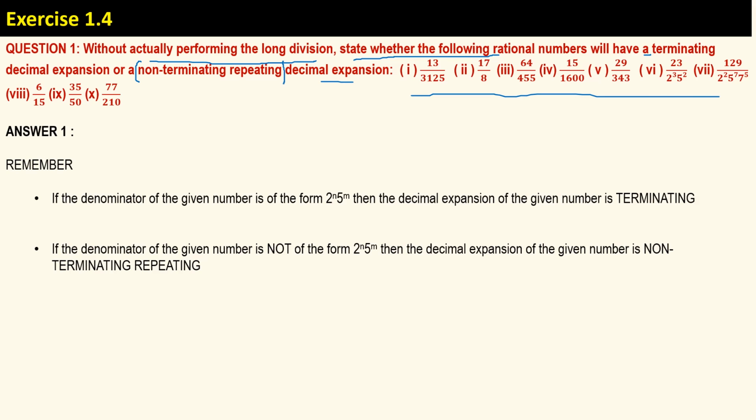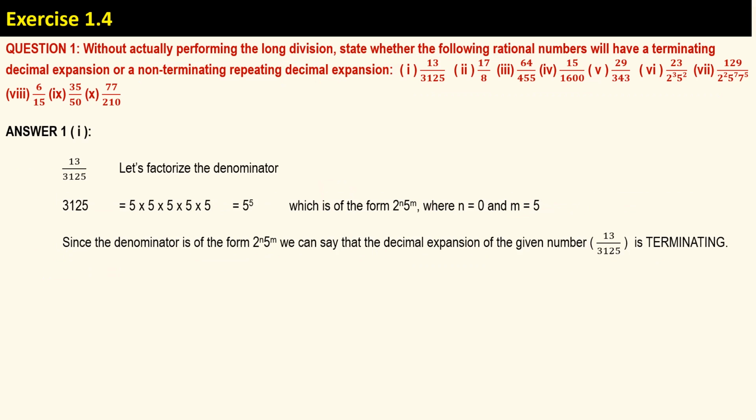Before we start solving the question, remember that if the denominator of the given number is of the form 2 raised to power n multiplied by 5 raised to power m, then the decimal expansion of the given number is terminating. But if the denominator of the given number is not of the form 2 raised to power n multiplied by 5 raised to power m, then the decimal expansion of the given number is of the non-terminating repeating type.